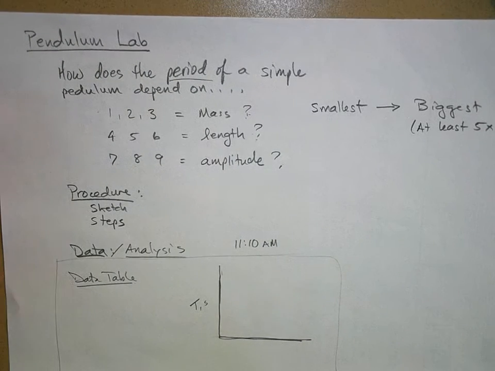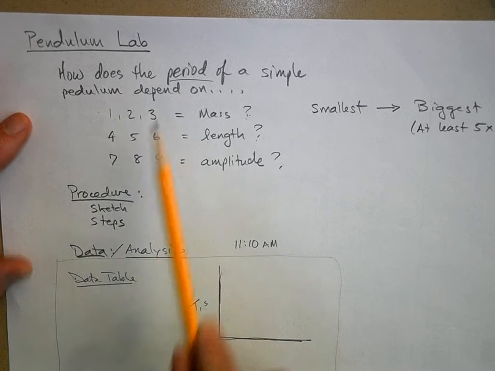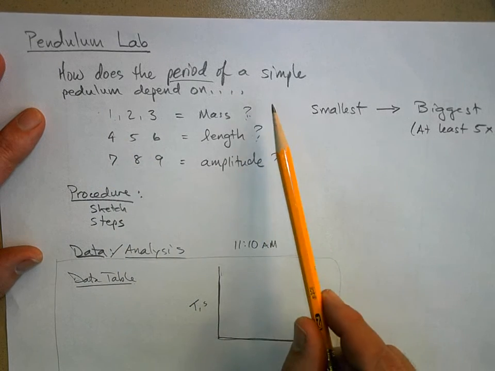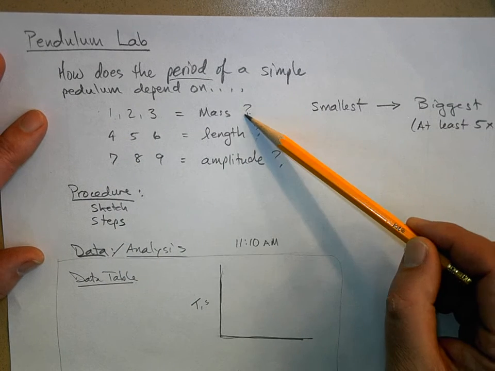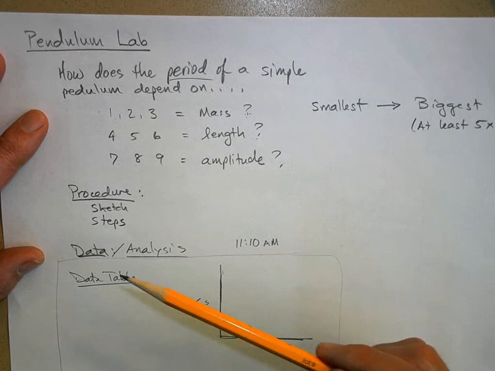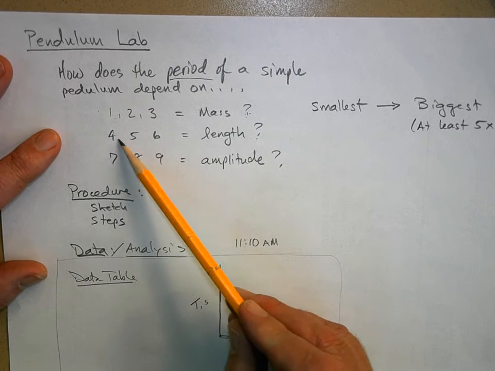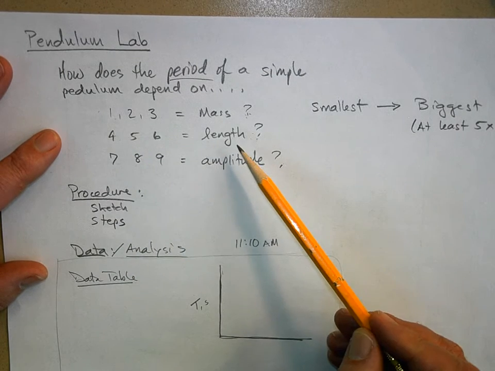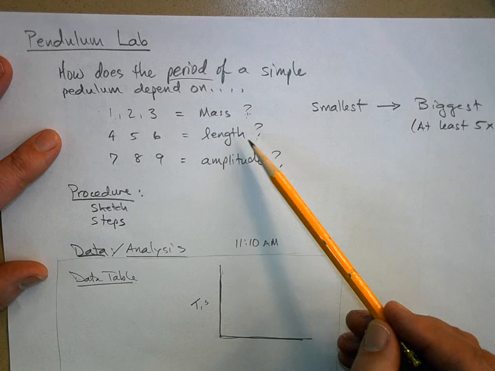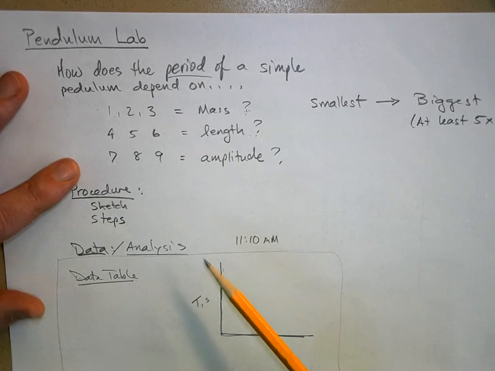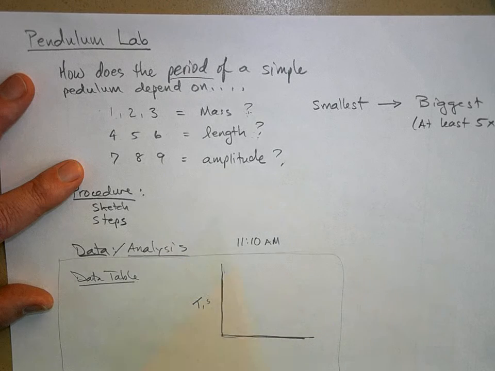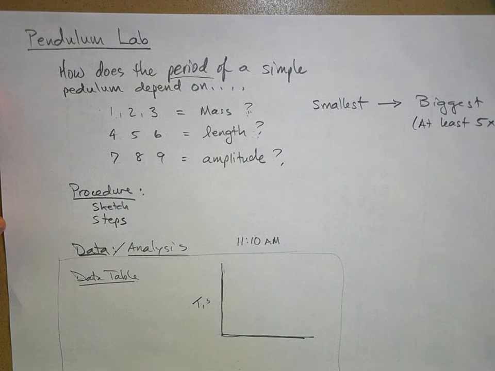So this is the Pendulum lab, and what I had is each group. Groups 1, 2, and 3: how does the period of a simple pendulum depend on the mass of the pendulum, holding the length and amplitude fixed? And then groups 4, 5, and 6: how does the period of the simple pendulum depend on the length? And then 7, 8, and 9: how does it depend on the amplitude?